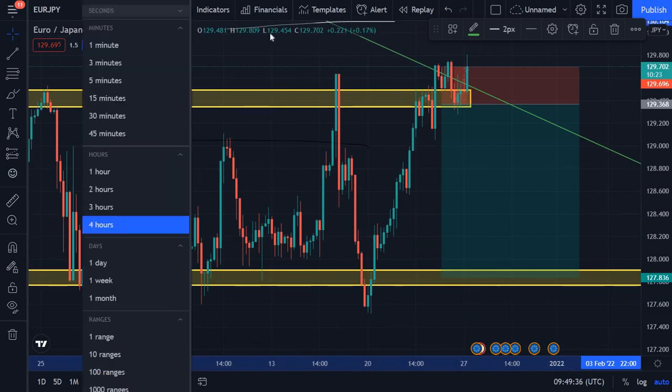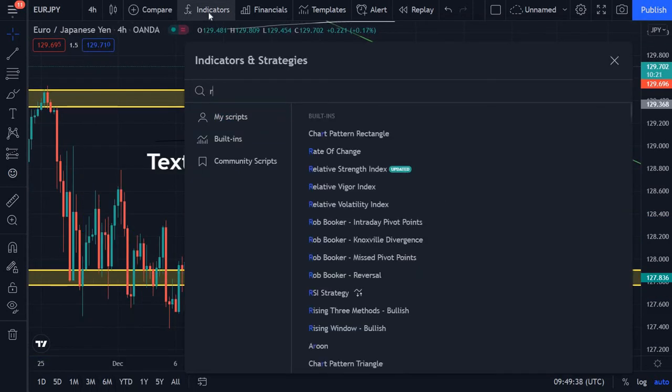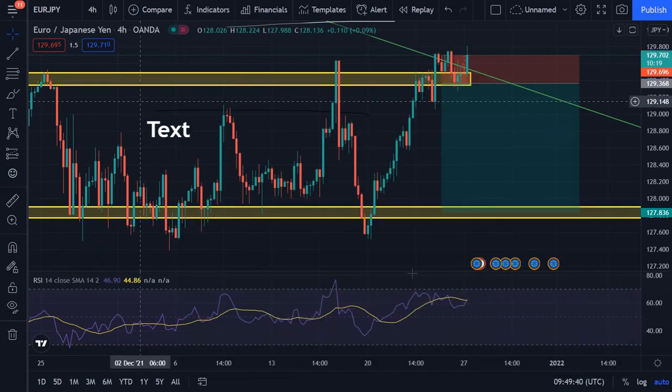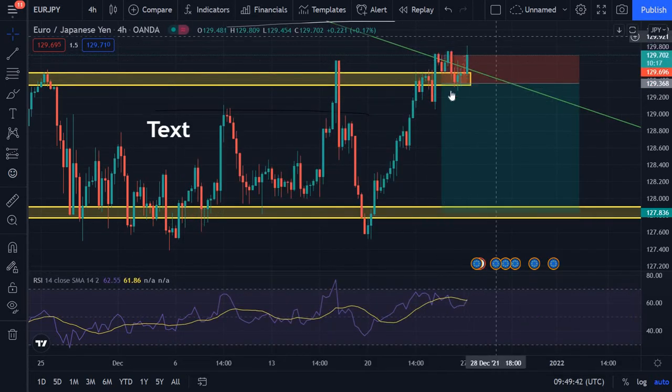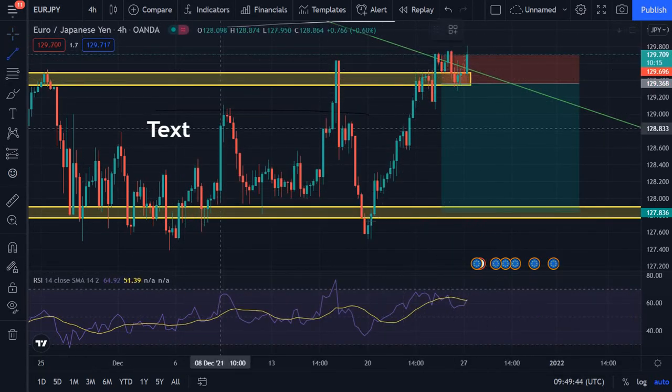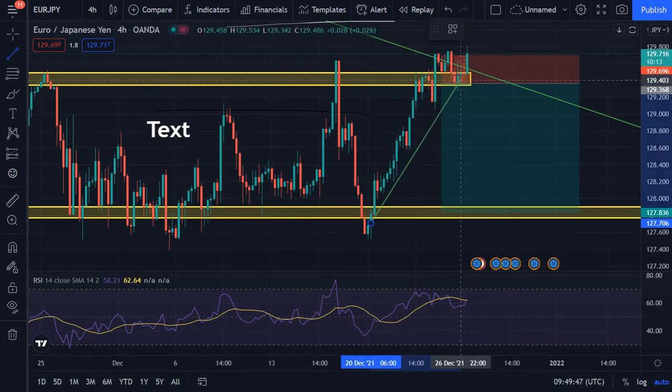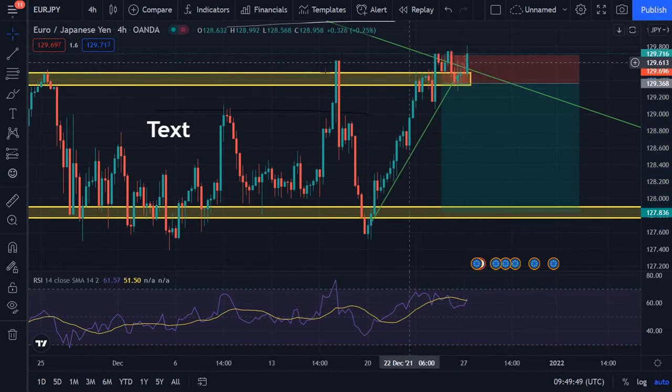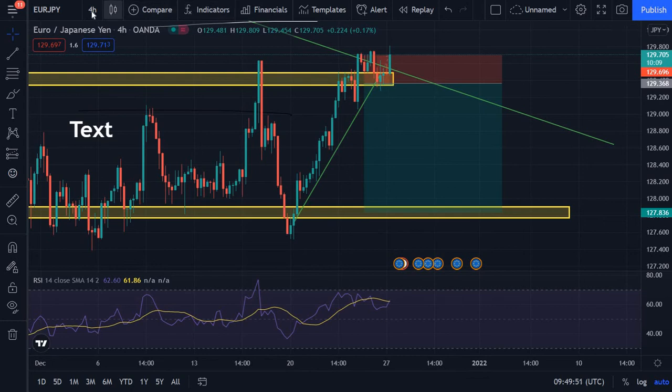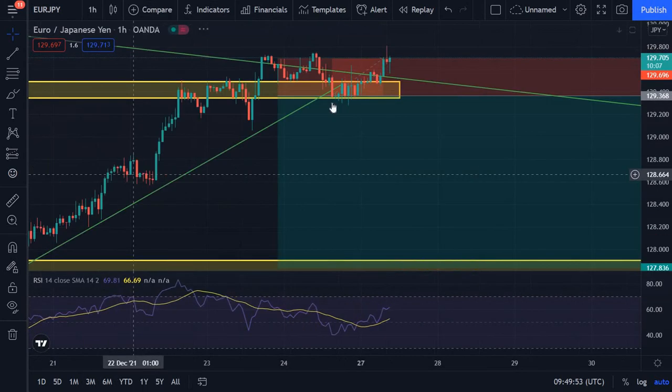4-hour chart. Here kind of seeing this uptrend and now here this break again to the upside. So it looks like we will continue to go higher maybe.